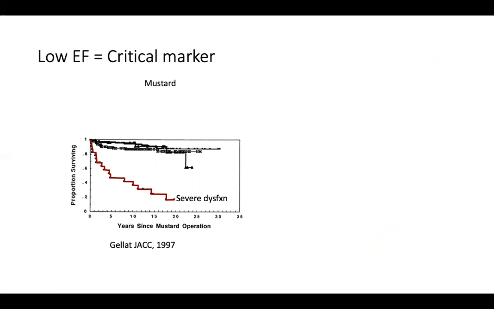So I'm going to show you several studies that show the same thing. And here's a study from 1997 that looked at people who had transposition of the great arteries. And they looked at mild, moderate, and severe dysfunction, as well as people who had normal ventricular function. And you can see that the Kaplan-Meier curves for these populations don't diverge significantly until you end up with severe dysfunction.